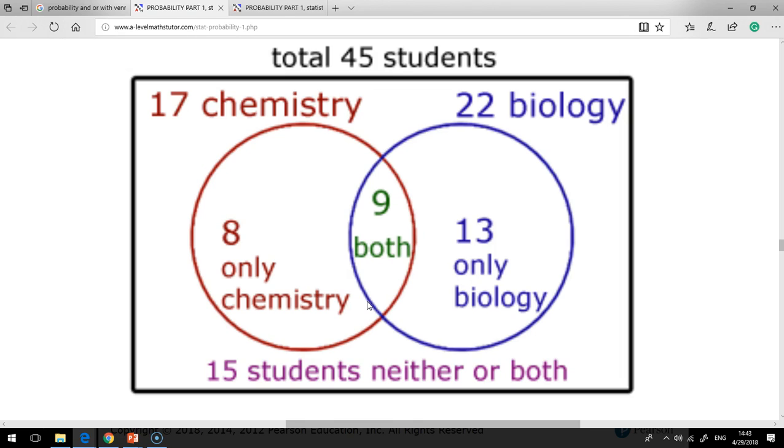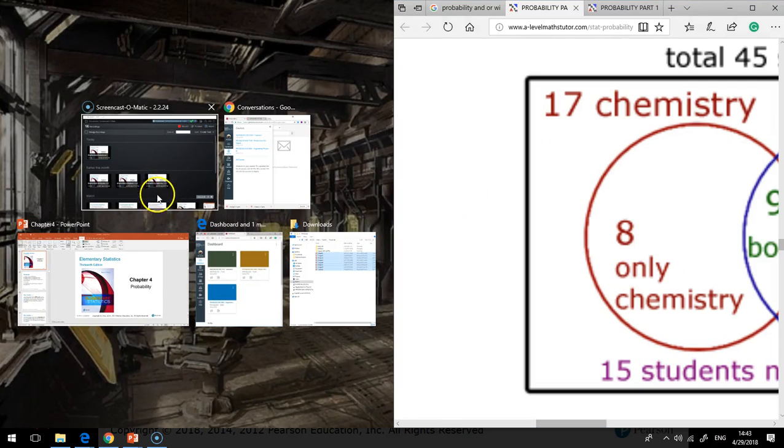Now, let's look at the equation we wrote down. P of A or B is equal to, so that's back over here. Let me try this. Let's see how this works.